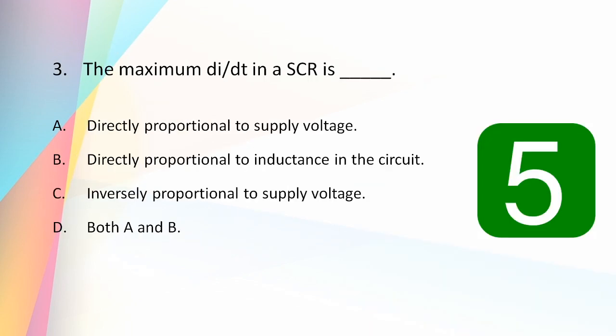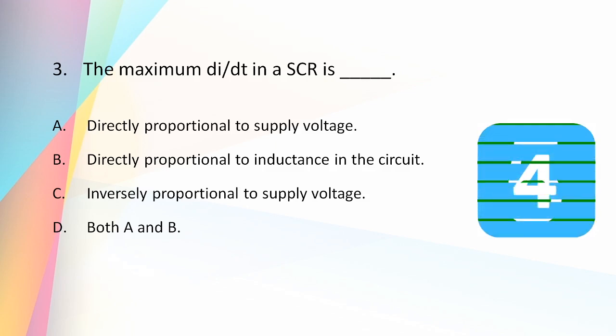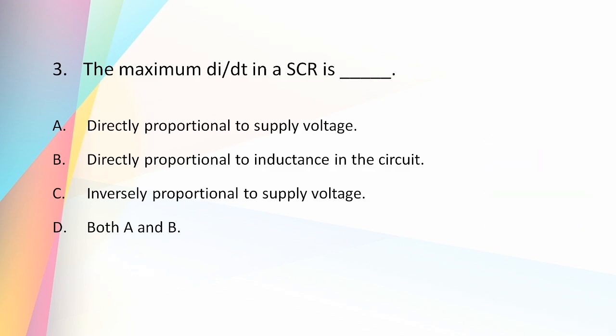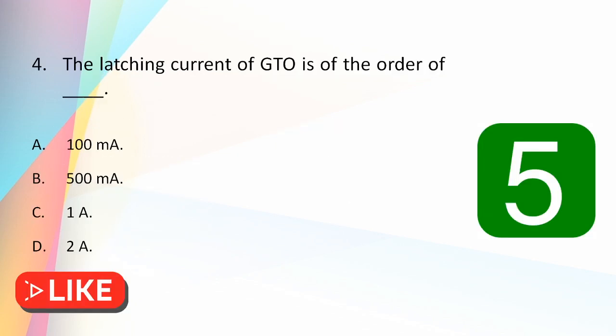The maximum dI by dt in an SCR is dash: directly proportional to the supply voltage, directly proportional to the inductance in the circuit, inversely proportional to supply voltage, both A and B. And here you go. And the answer is both A and B. The maximum rate of rise of current from cathode to the anode is directly proportional to the supply voltage and also the inductance in the circuit.